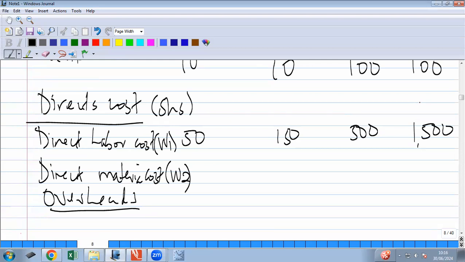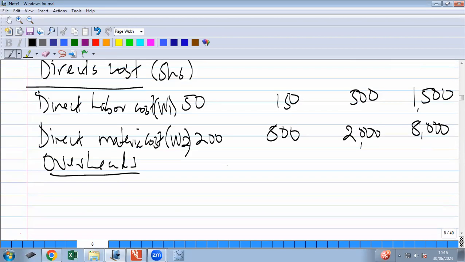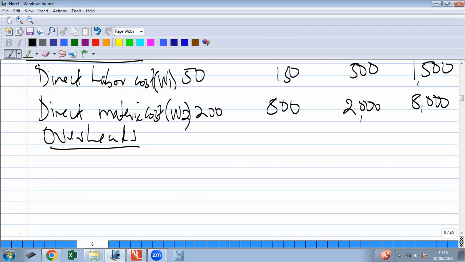We have this 200. This is 800, 2,000, and lastly 8,000. Let's now go to overheads. With overheads, they had given us short run variable costs. They gave us setup, scheduling costs, and material handling, right?